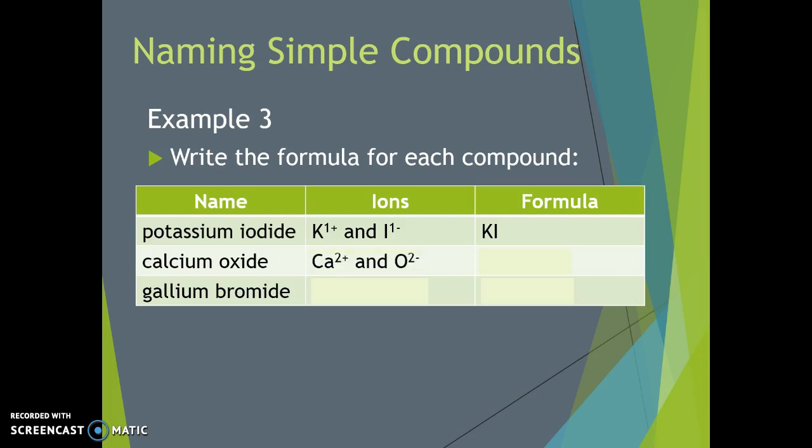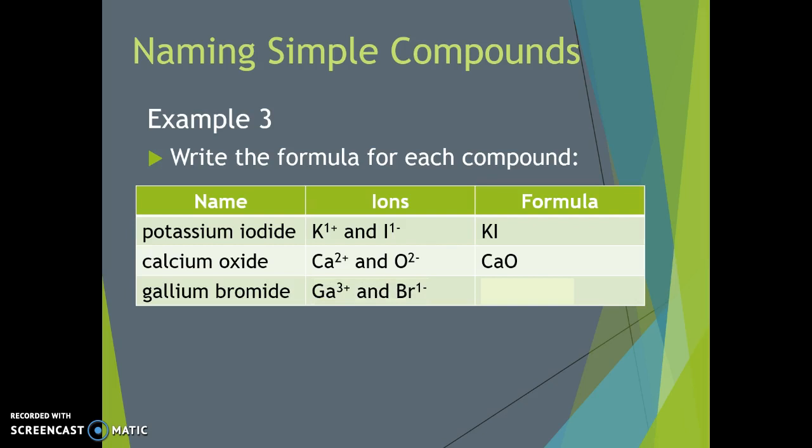Calcium oxide. Calcium is in group 2 and always has a 2+ charge. Oxygen is in group 6 and has a -2 charge. Again, since the charges are the same, these two ions will form a neutral compound in a 1-to-1 ratio, and the formula is CaO.